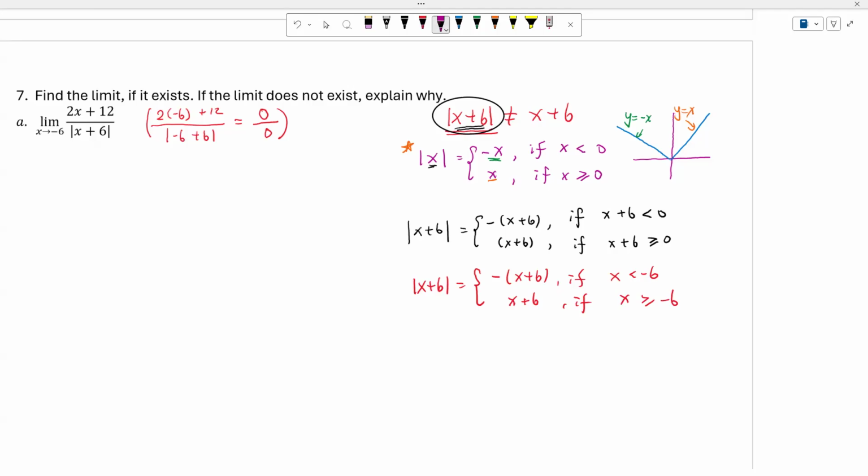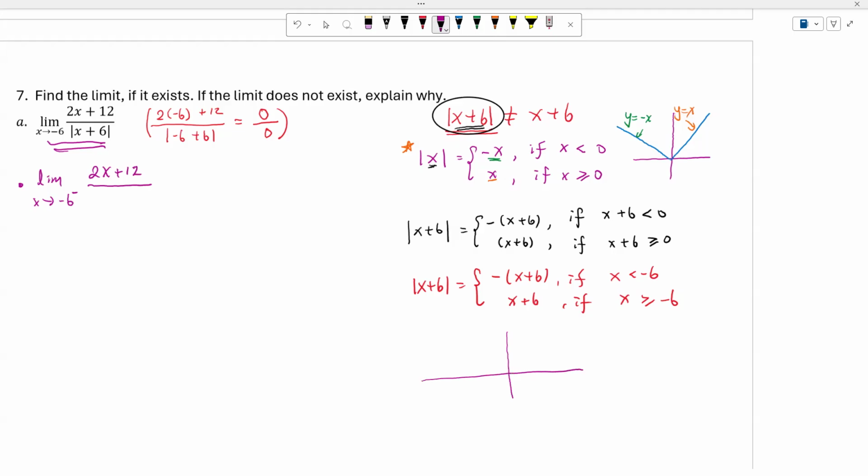And now let us work with this problem. So now, what I need to do is separate it into two limits. The first limit has x approach negative 6 from the left side.